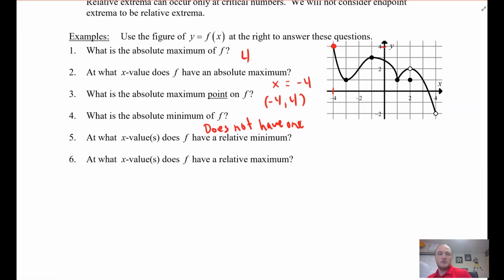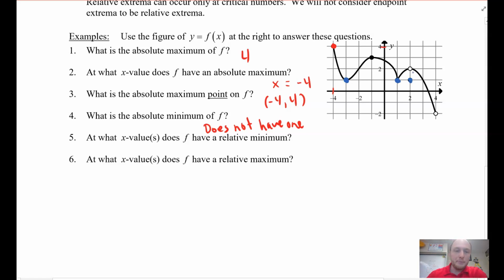Number 5, at what x values does f have a relative minimum? Okay, so we're going to go ahead and look for relative minimums. Well, here's a relative minimum, right? It's lower than all the other values around it. Then another relative minimum here is going to be at 1. Okay, I have a relative minimum there. And then notice at 2 how this point comes down. Well, at this point at 2, as you come from the left of 2 and from the right of 2, all those values are bigger. So this is, by definition, a relative minimum.